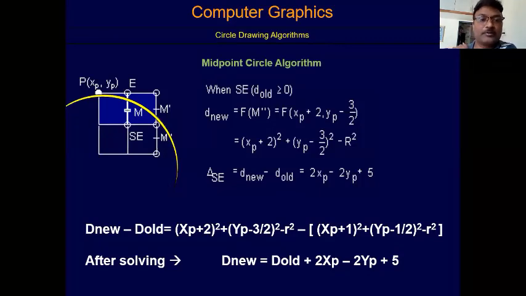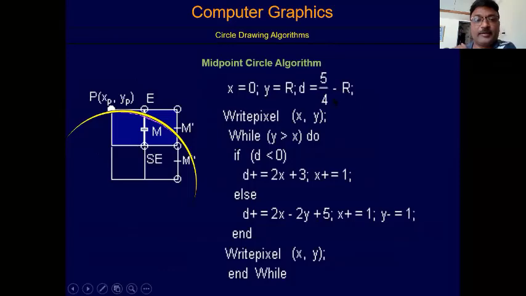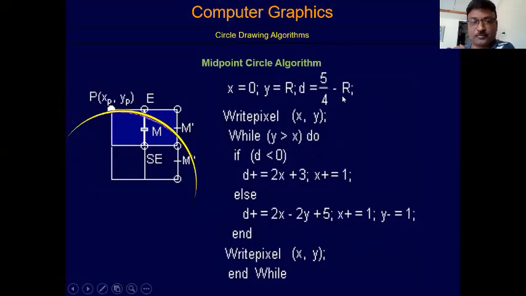Now see how you can write it in the programming way. Suppose I write the algorithm: x = 0, y = r, and d = 5/4 minus r, that you have to consider. Plot pixel means put pixel (x, y), and while y is greater than x, do. Here I have put the while condition.